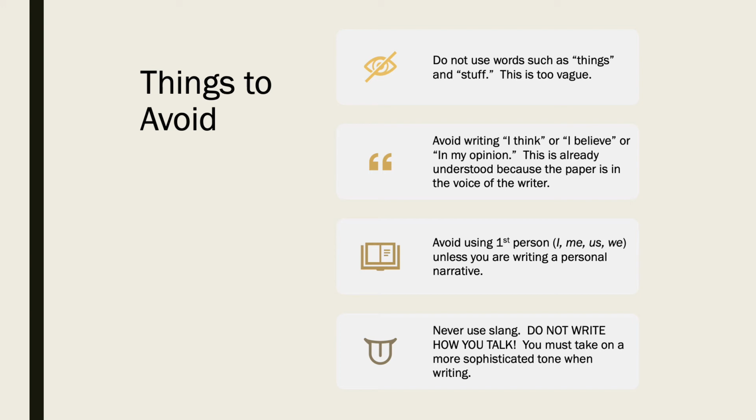Avoid using first person unless you're writing a personal narrative. So I don't want to see in your body paragraphs the word I, me, us, or we. And then never use slang. Excuse me. Do not write how you talk. You must take on a more sophisticated tone when writing. So I don't want to see any LOLs or OMGs in your writing. I want to see you actually practicing good academic writing with good word choice.